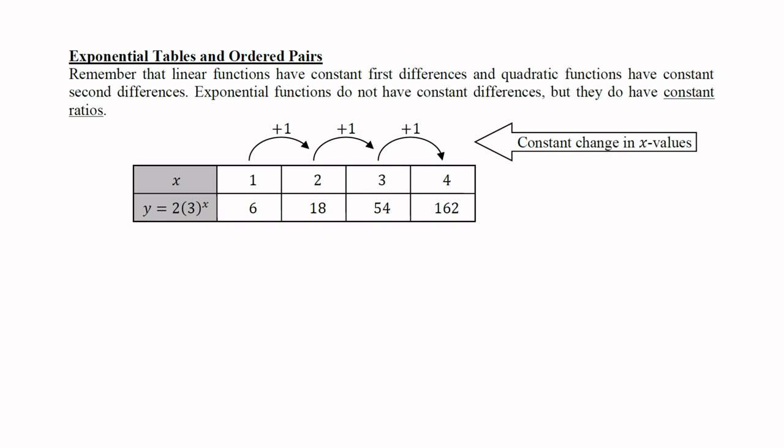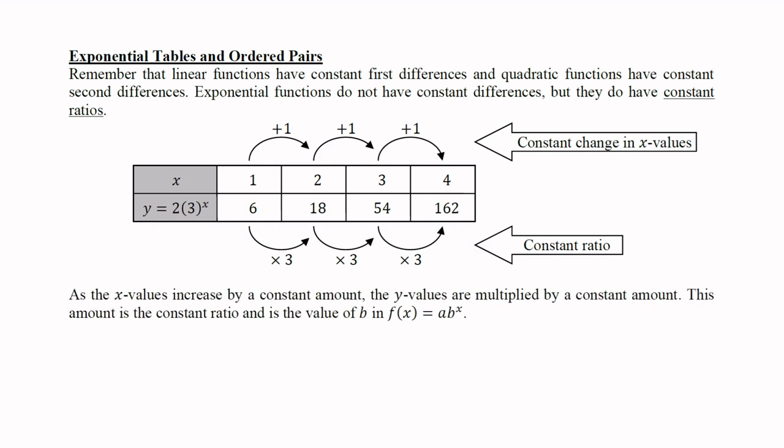If we take a look at the y values, to get from 6 to 18, we multiply by 3. From 18 to 54, we multiply by 3. From 54 to 162, we multiply by 3. So this is our constant ratio. It's the constant multiplication factor that we are going to multiply by each time to get the next y value.